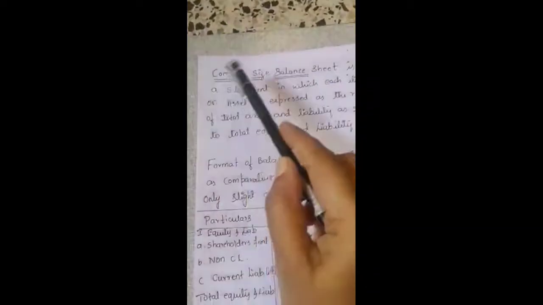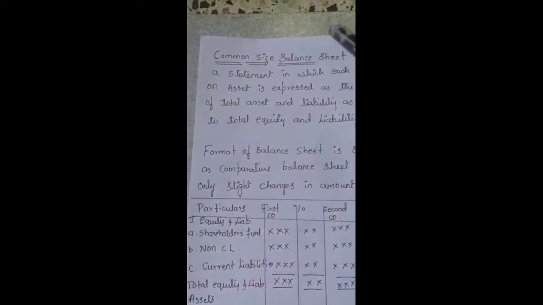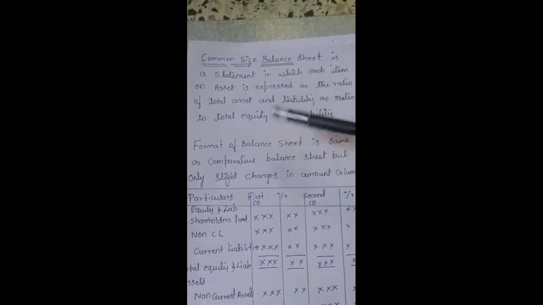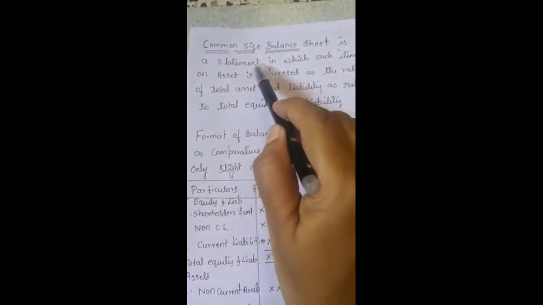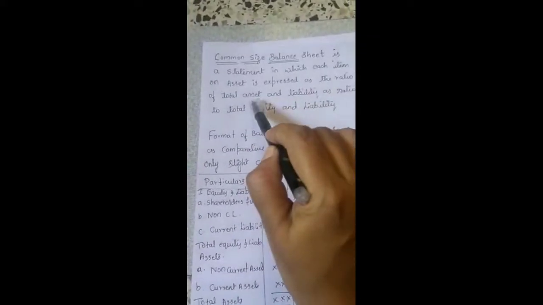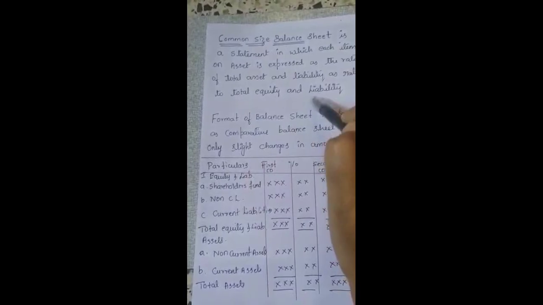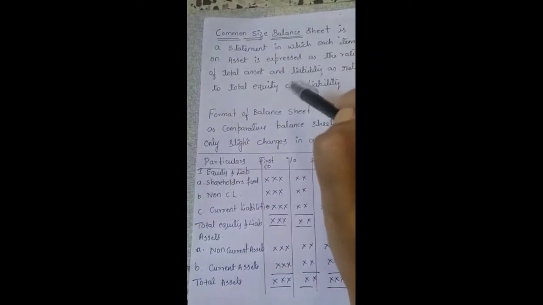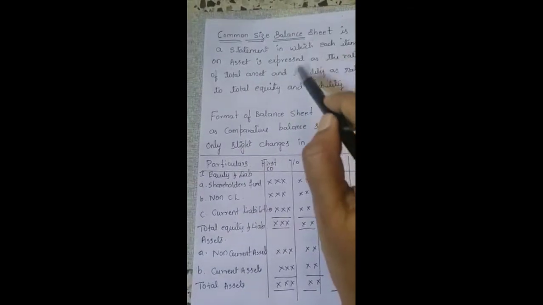Hello everyone. Today I'll discuss common size balance sheet. First, let us understand the meaning of common size balance sheet. It is a statement in which every item of asset is expressed as a ratio of total assets and every liability is expressed as a ratio of total liability. After recording and converting them into percentage, we will analyze the balance sheet. Such a statement is called a common size balance sheet.